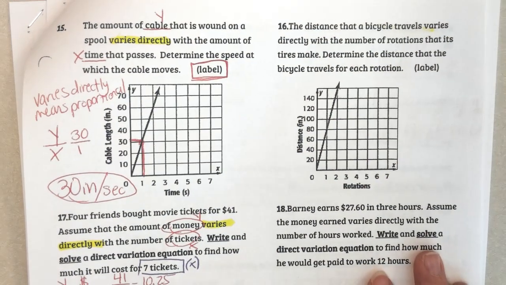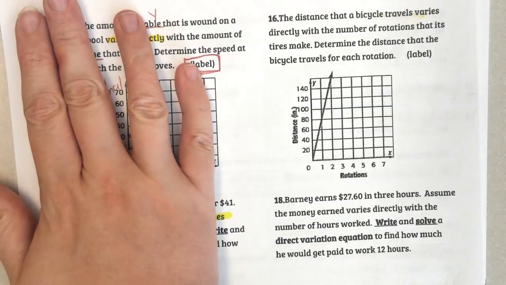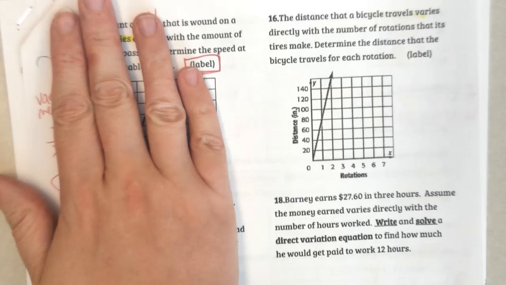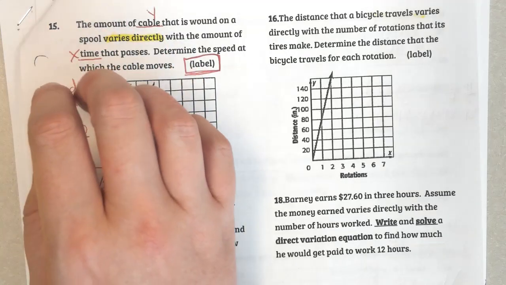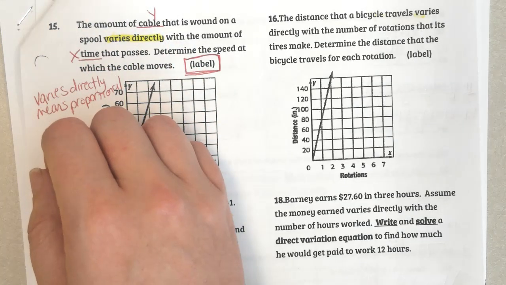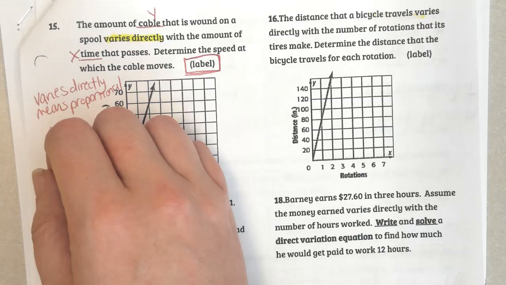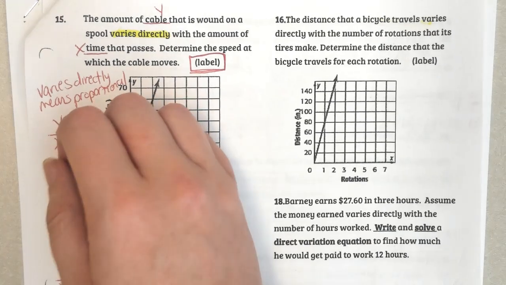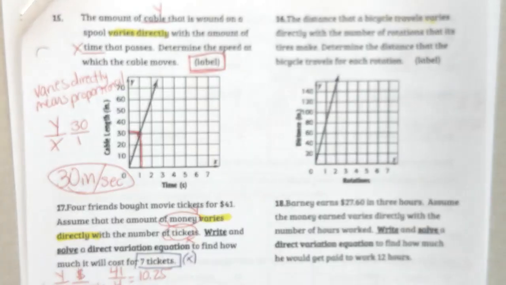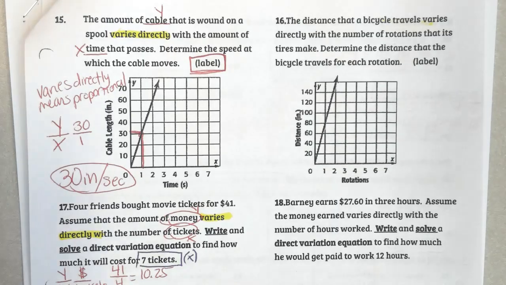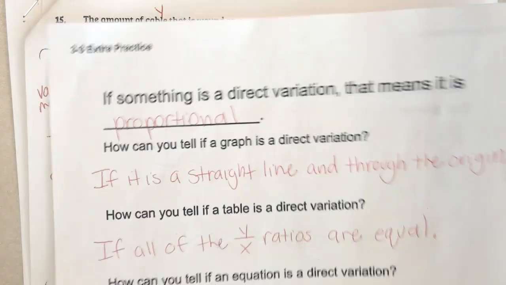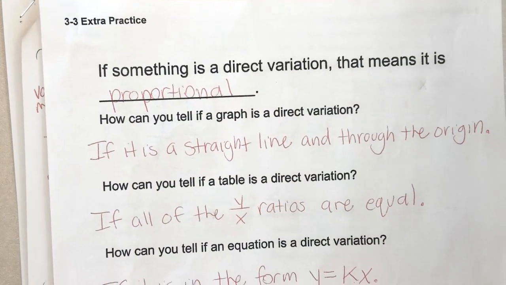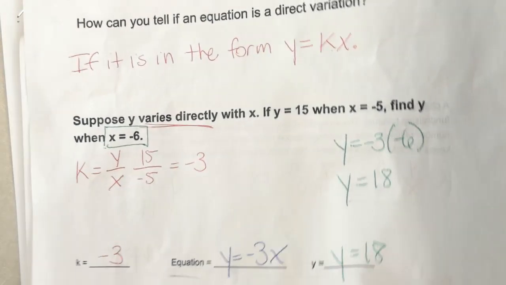On 15, this is a varies directly. If it's varies directly, that means it's a direct variation. Direct variations means they are what? Proportional. Very good. Guys, we've gotten to the next paper here. So now we're on this. If something is a direct variation, it means it's proportional. This page and a little bit onto the next page is all this notes.